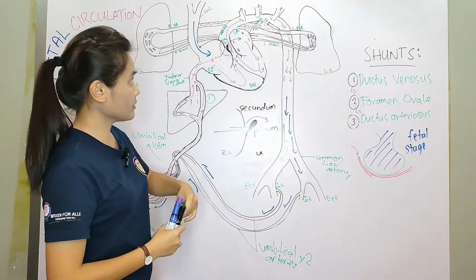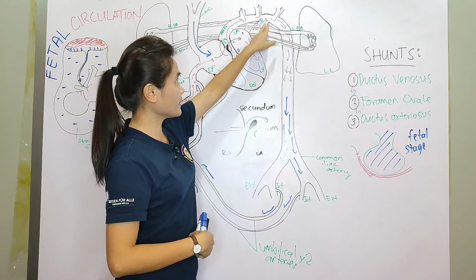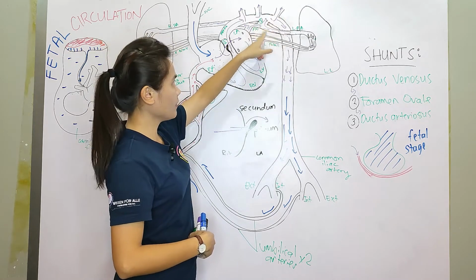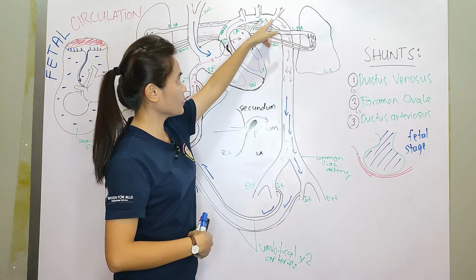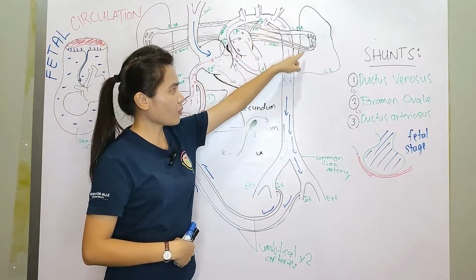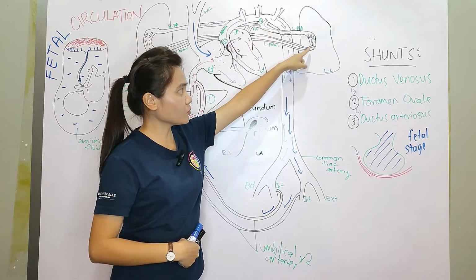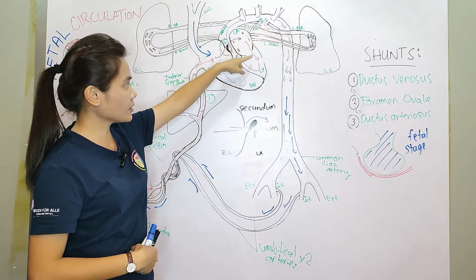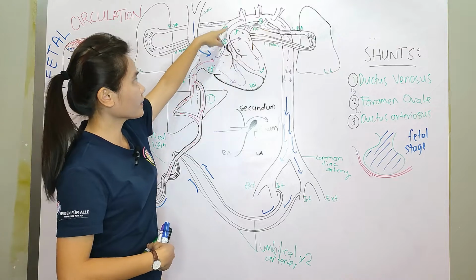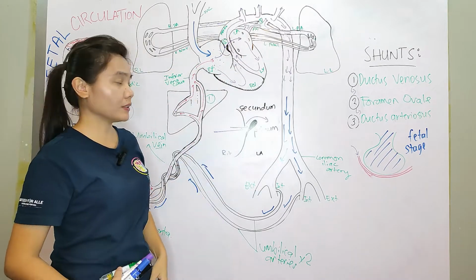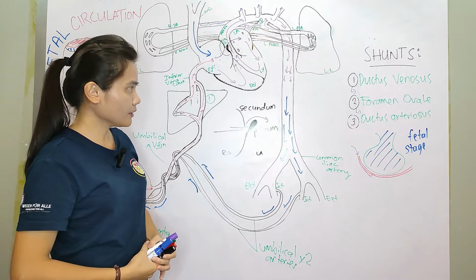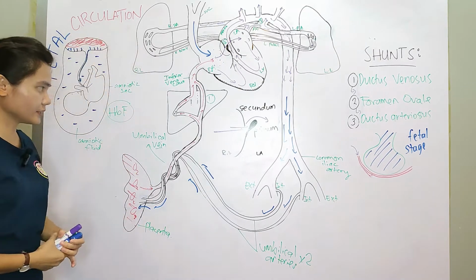When I say most blood, it means more than 90%, like 95 to 98%, or even 99%, will move from the pulmonary artery to the aorta. The 1% of blood which makes its way into the lungs will go back into the left atrium, then to the left ventricle, and the same, it will drain into the aorta. All right, so that is the fetal circulation.